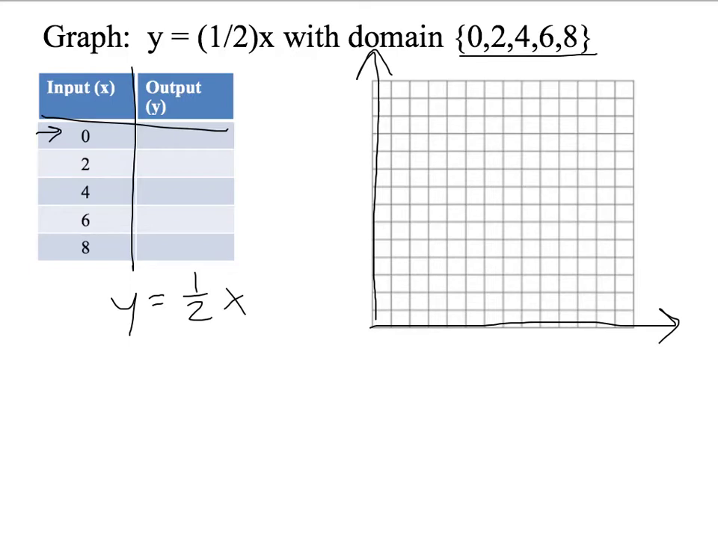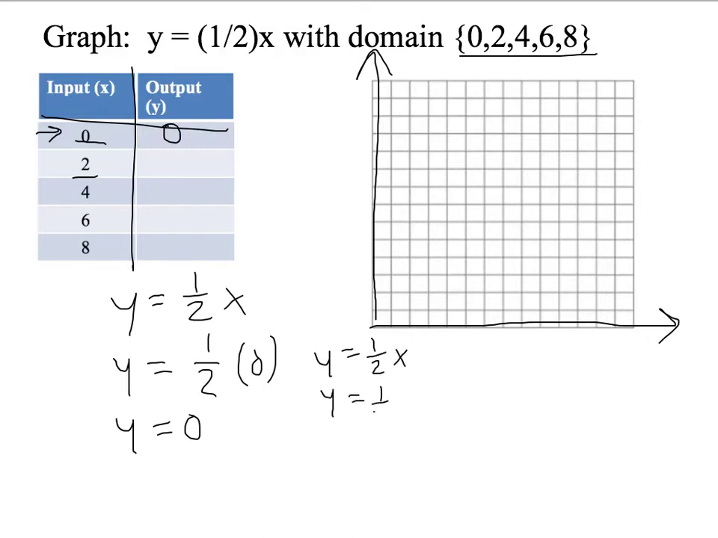in the equation. So we have y equals 1/2 times our first x value, which is 0. So we get y equals 0, and that's what we put here. For our second one, we say again y equals 1/2 x, so y equals 1/2 multiplied by our x value, which is 2. Y equals 2 over 2, which equals 1.